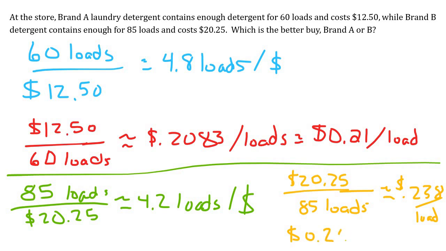So for about an extra 3 cents per load, we could use brand B, but brand A then is the cheaper deal, assuming that the quality is the same for the products.